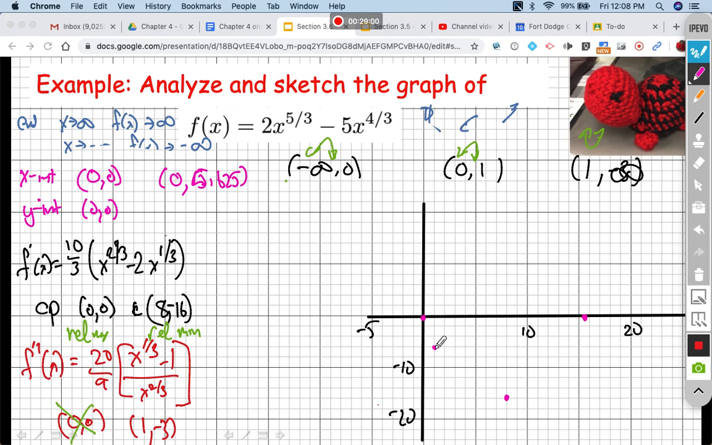So here I'm concave down, so I'm going to go like this, and then go down forever. Here I'm going to switch to concave up, go to that point, come back up through, and go like that. So that's my sketch of my graph for this one.